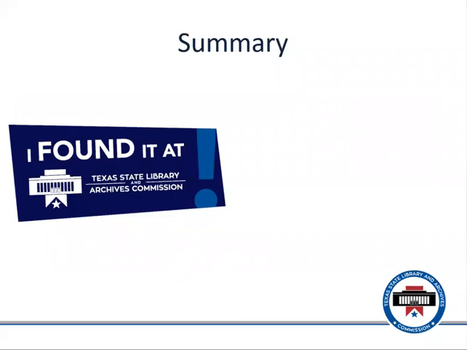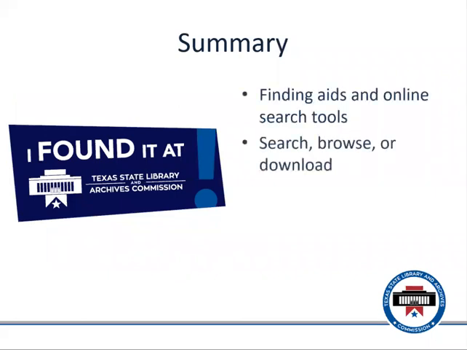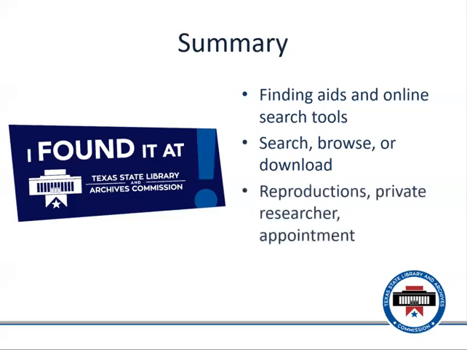So in short, we talked about how you can find materials using our finding aids and online search tools, and those can help you learn more about our collections, identify materials of interest, and search, browse, and download digitized archival materials. We also talked about options for access for items that are not available online, like photocopies or digitization, hiring a private researcher, or making an appointment to come into the archives reading room in downtown Austin.